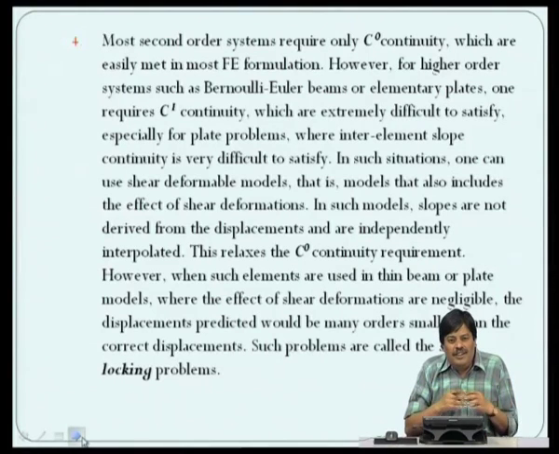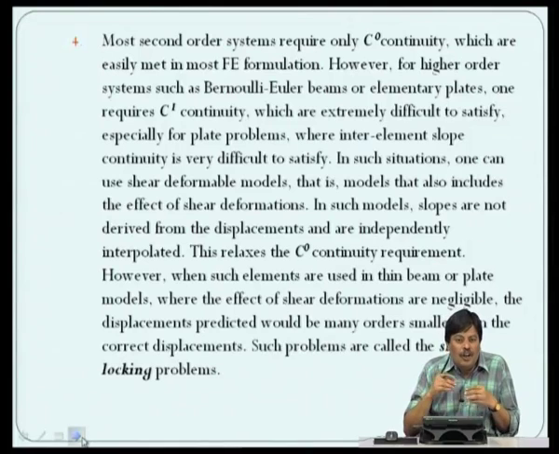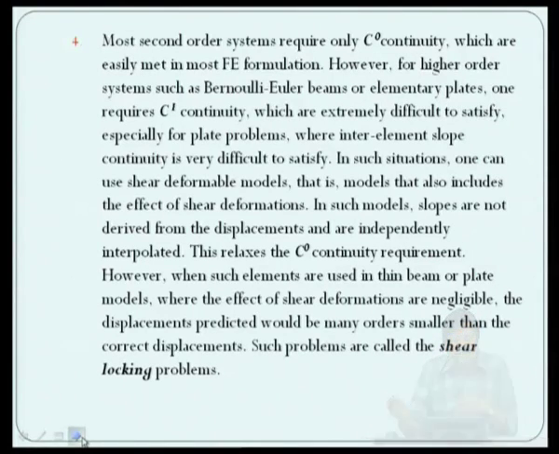Now, if the beam is very thick, shear deformation is predominant, so we can use Timoshenko theory. Suppose the beam is very thin and there is no shear deformation; you cannot make C1 continuity become C0 just by relaxing this. In which case the displacement predicted would be many orders smaller than the correct displacements, and such a problem is called the shear locking problem. So, we have to be very careful while migrating from C0 to C1 by using different beam theories.